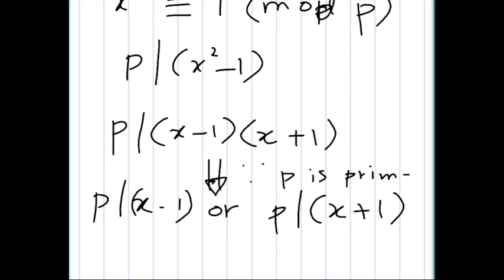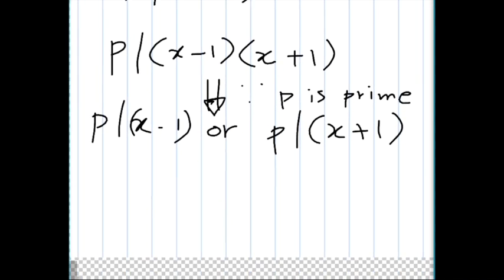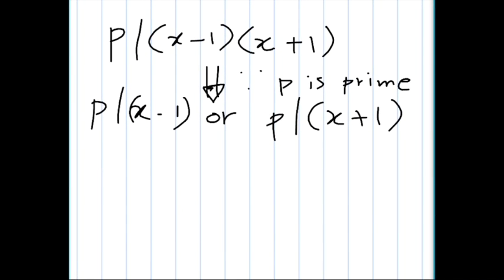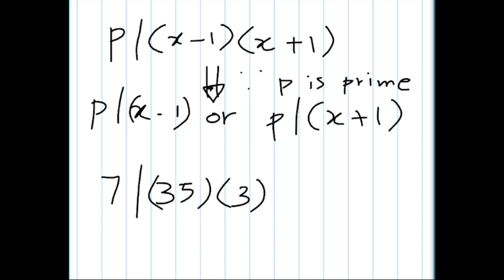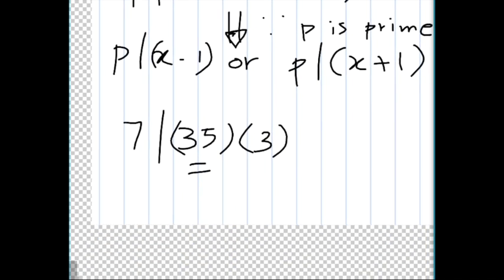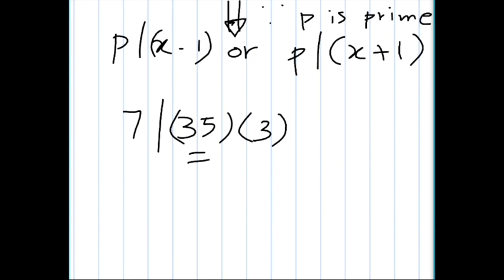To appreciate that, let's assume that we have a prime number, let's say 7. So 7 divides a product of two numbers, maybe 35 times 3. Now 7 divides one of them, right? It has to be the case that the divisor divides one of the factors if the divisor is a prime number.